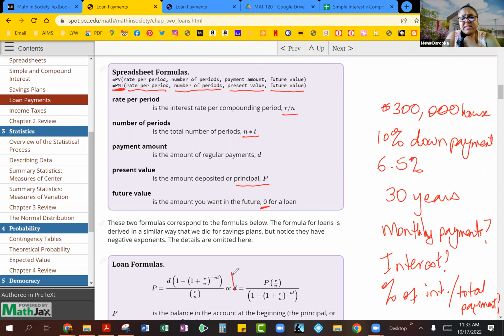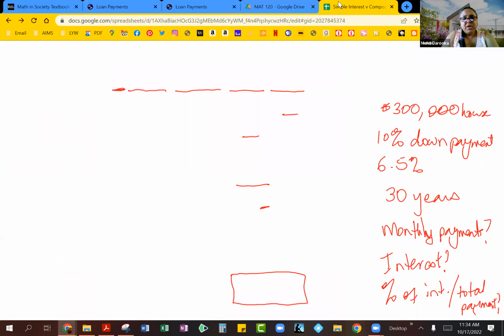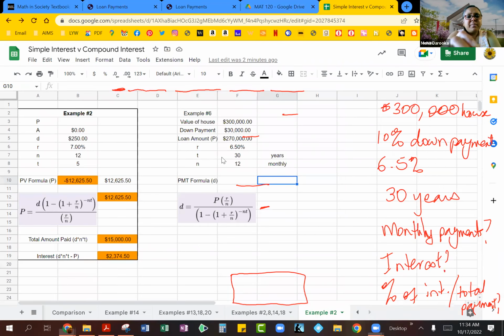And then for the textbook formula over here, you are again using the principal, which is how much loan you took out, R, N, and T. So we already have all of that information in our example. Let's go ahead and plug these numbers in. We'll start out with our built-in function, the PMT formula first, and then we'll come back and do the textbook formula.